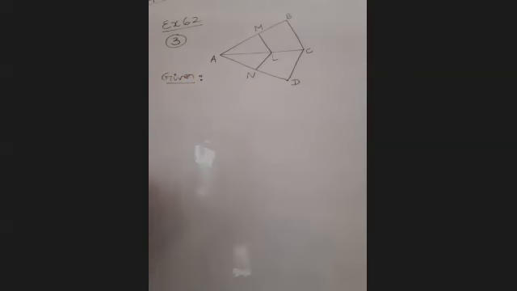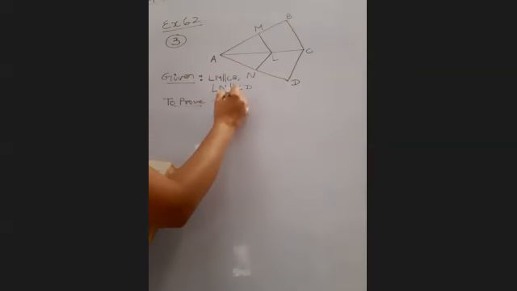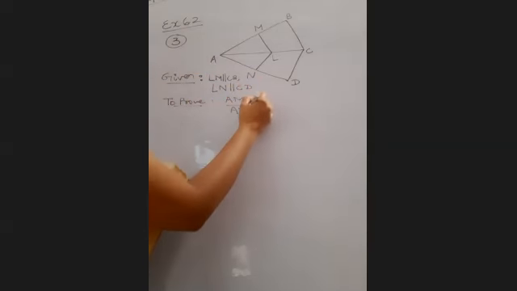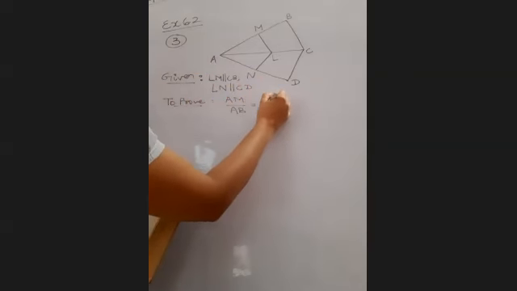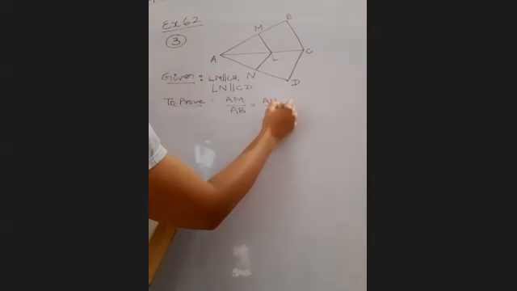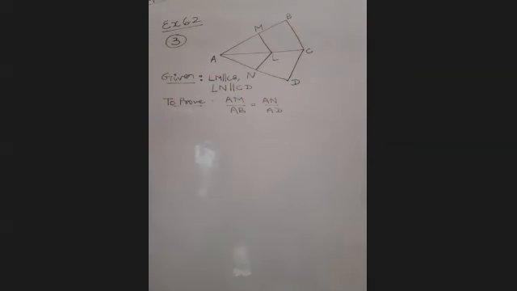We are given that LM is parallel to CD. We are also given that LN is parallel to CD. And we have to prove that AM upon AB is equal to AN upon AD. This is what we need to prove.